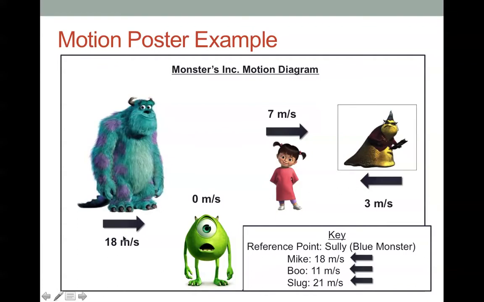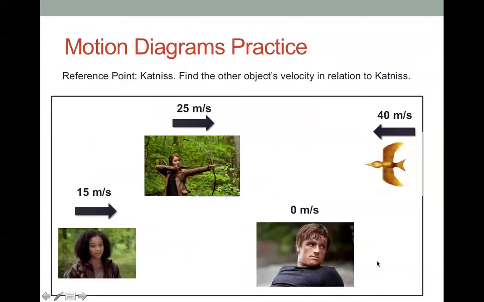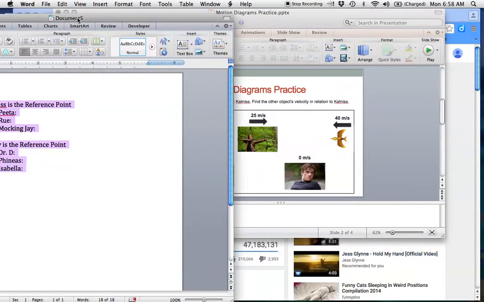And then Mike, he just passes Mike and you just add the speeds, 18 meters per second. He's going to pass him and he has to look to the left. So here's another example I want you to try out on your own. Go ahead and set it up kind of like this.